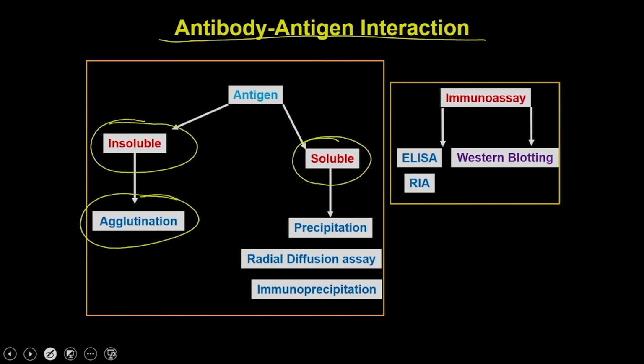Once the antigen is soluble, it is going to form a precipitate by interacting with the antibodies. Within the precipitation reactions you have two assays, the radial immunodiffusion assay as well as immunoprecipitation, to study the interaction between the antigen and the antibodies.